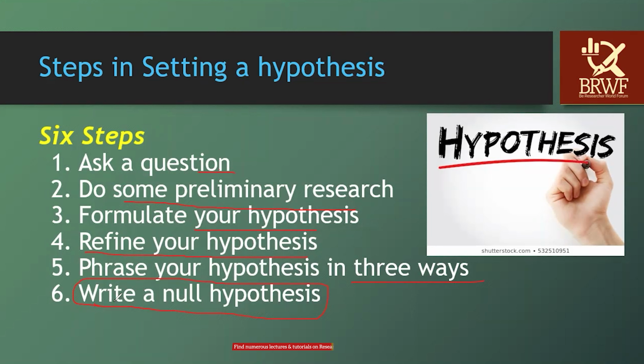Then I will have to write another hypothesis which will be a contradiction of this, and it will signify that there is no relationship. So we can write like this: salinity intrusion has no effect on groundwater shortage. Understood? So it will be just the opposite. If the first focuses on a relationship, this one will say there is no relationship.